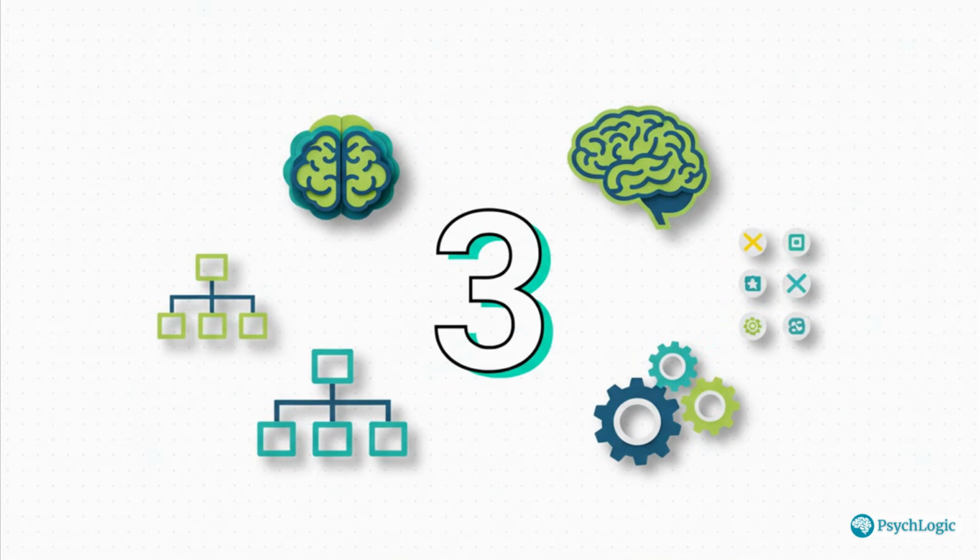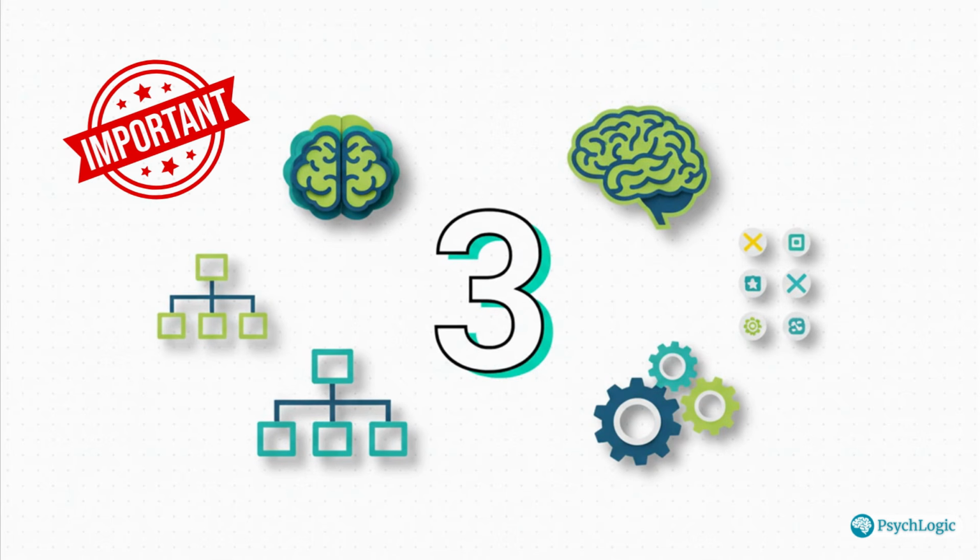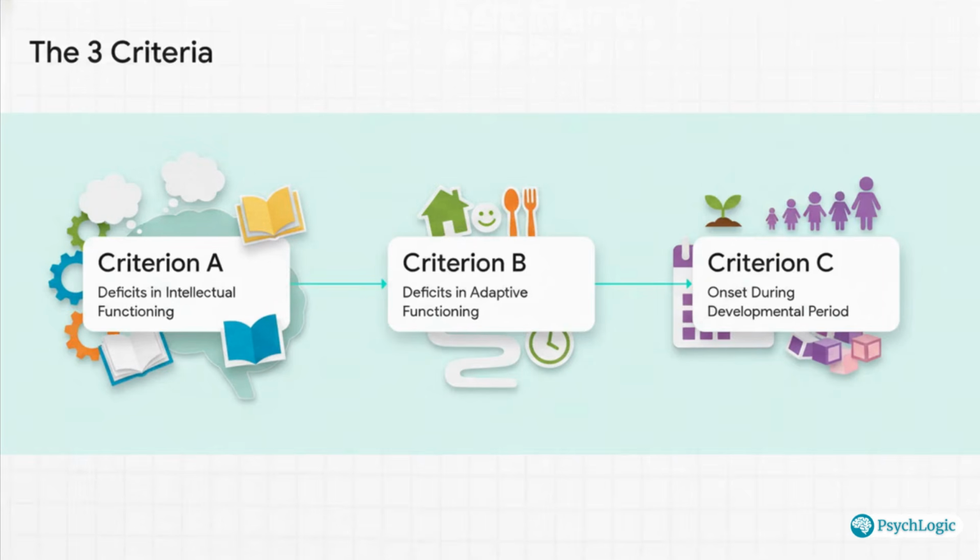The number is 3. This isn't like some other diagnoses where a doctor might say, well, you need 5 out of 9 symptoms. Nope. For this, it's not a checklist you can pick and choose from. All 3 criteria have to be met, period. It's a package deal. So what are these 3 big rules?